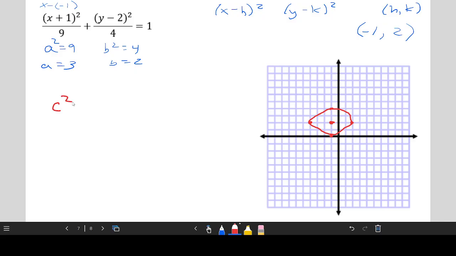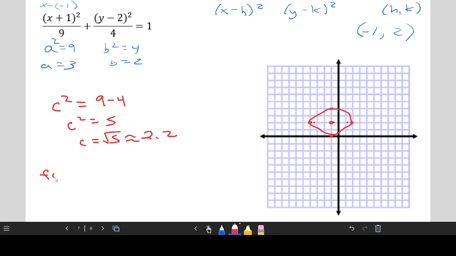And then we'll find our value of c. C squared is 9 minus 4. So c squared is 5, which means c is the square root of 5. And that's about 2.2. So we're going 2.2 units from the center in the long direction, so in the horizontal direction. So 1, 2, and a little bit. 1, 2, and a little bit.